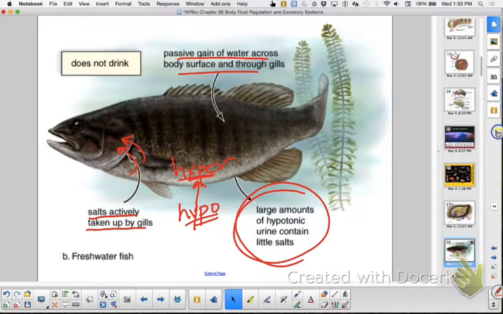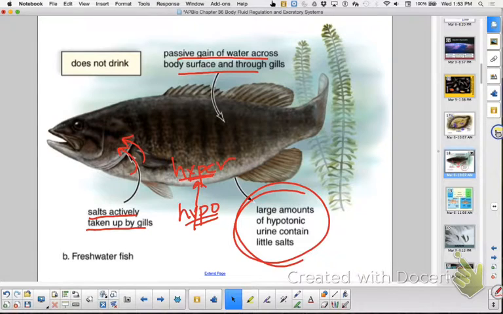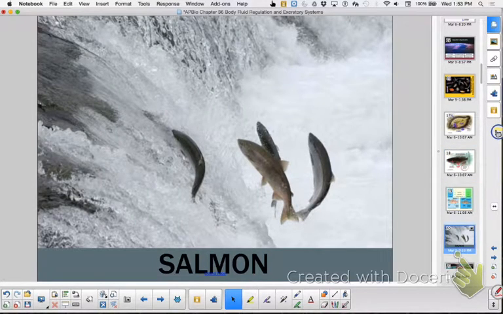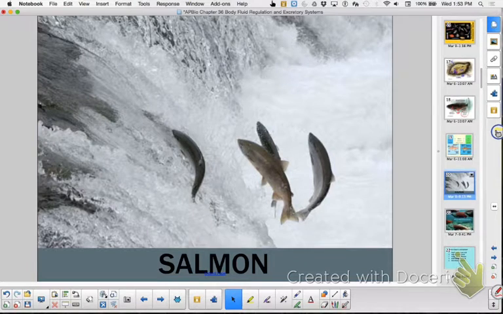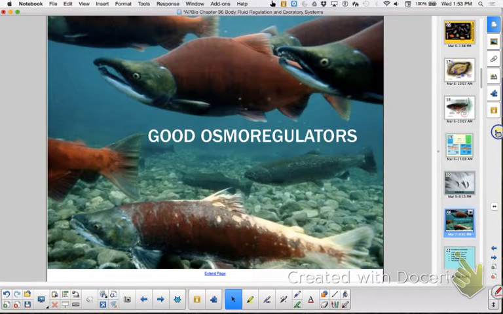At gills, actively uptake salts and passive gain of water. And they have large amounts of hypotonic urine. So you can see now why you can't take a saltwater fish and put it in a freshwater tank and vice versa, except if you had some salmon. Salmon are really good osmoregulators, and they can move from saltwater into freshwater and survive and not have a problem moving back into the freshwater where they originated.